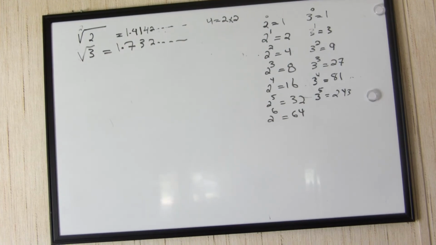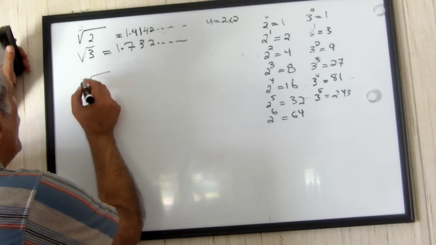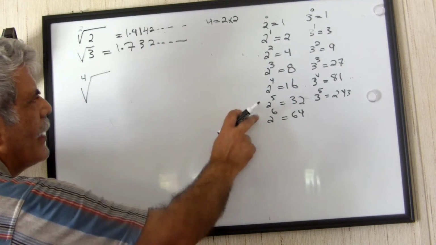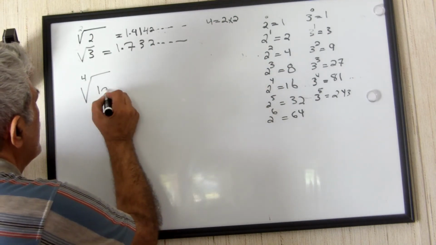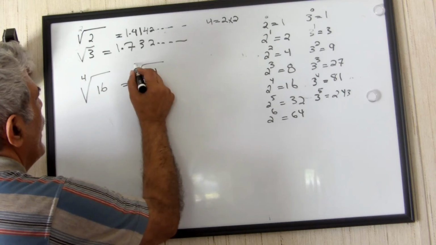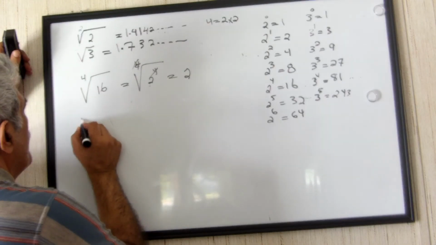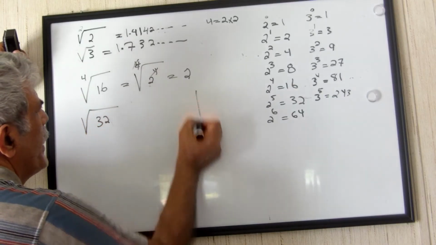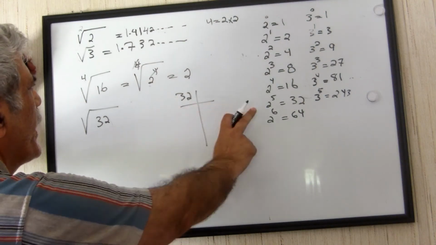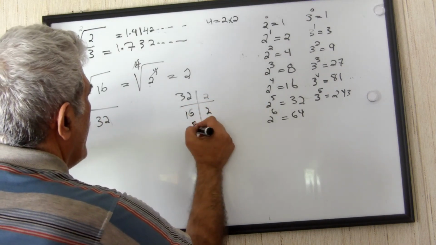Or maybe let me talk about the fourth root. This is 4, okay? And then we get an example like this. It's 16. We can write 16 as 2 to the power of 4, and the 4s cancel out. It's going to be 2. If it's 32, for example, we break it down. We find the perfect powers in the number. 32 divided by 2 is 16, divided by 2 is 8, divided by 2.